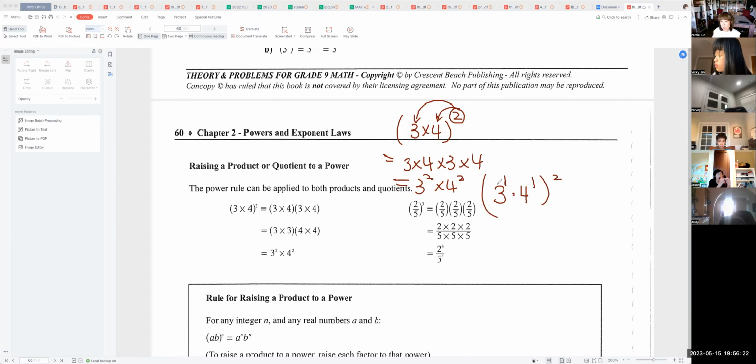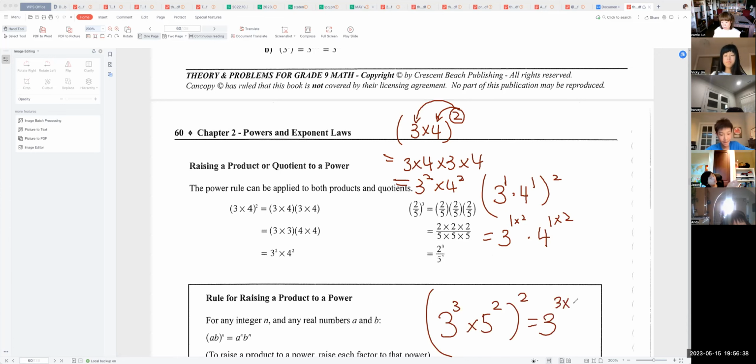Understand, everybody? Yes. On the other hand, 3 to the power 3 times 5 to the power 2, squared, equals what? Equals 3 to the power 3 times 2, times 5 to the power 2 times 2. So equals 3 to the power 6 and 5 to the power 4. Understood, everybody? I'm going to stop here. Okay, very good.